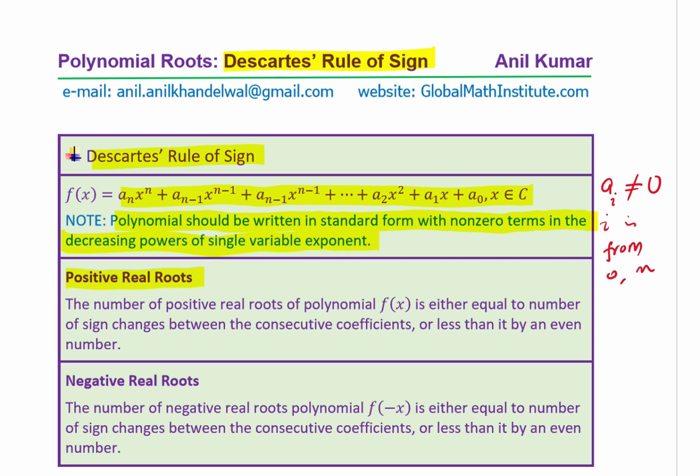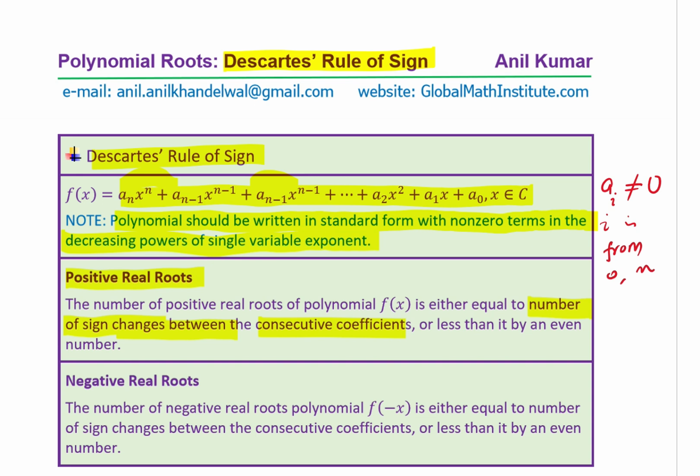Why less than it by even number? Because if there are complex roots, they are always in conjugate pairs, correct? That is why. So what we need to do is to check change in sign, right? So we have to count the number of sign changes between the consecutive coefficients, like this, right? The consecutive coefficients. We'll take up an example to explore more, right? That's what we are going to do.